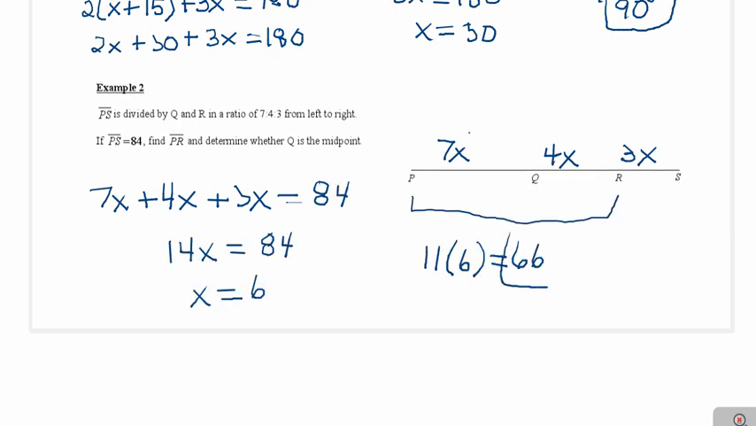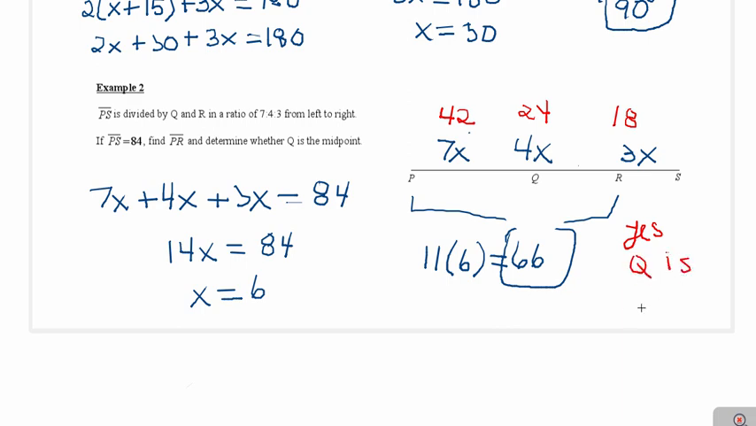Okay, you should have solved to get x equals 6, and then when you plug it in to find the measure of PR, you get 66, since 7x plus 4x is 11x. Then plug in 6 to each of the corresponding segments to determine if Q is the midpoint. And since 24 plus 18 is equal to 42, Q does divide the segment exactly in half. So yes, Q is the midpoint of segment PS.